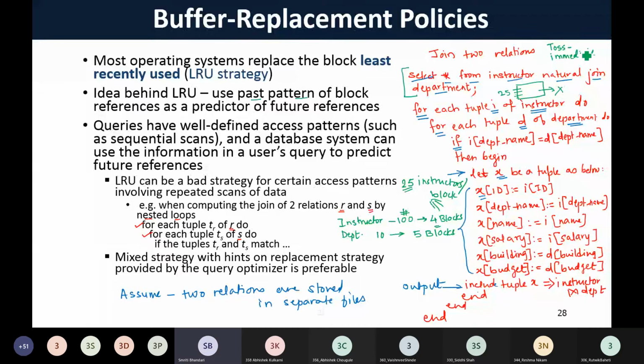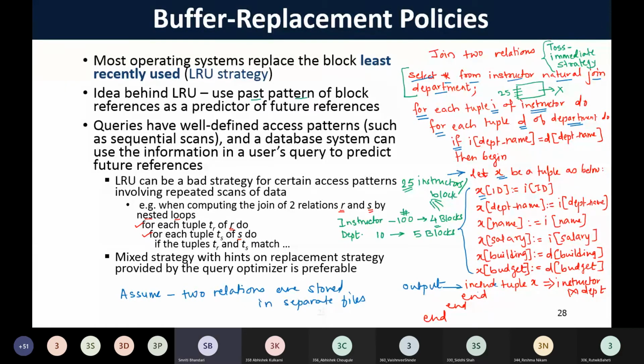Toss immediate strategy. Right? So even though this is the most recently used block, that block is not needed. So once the final tuple has been processed from this block, this block can be replaced. Right? So such a policy is known as the toss immediate strategy.